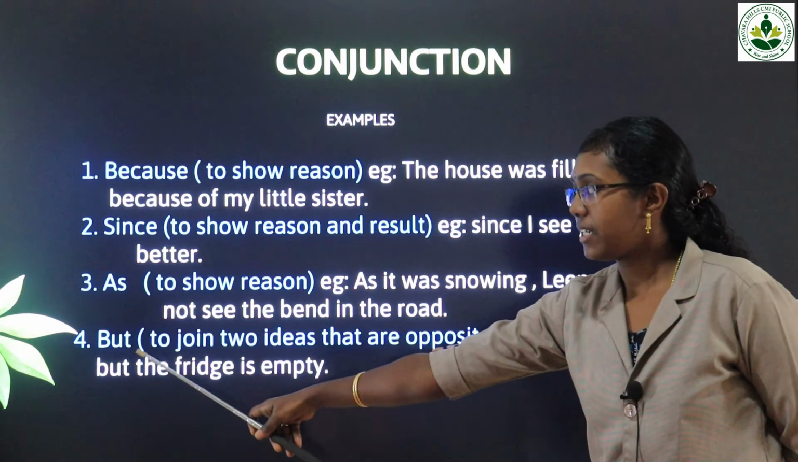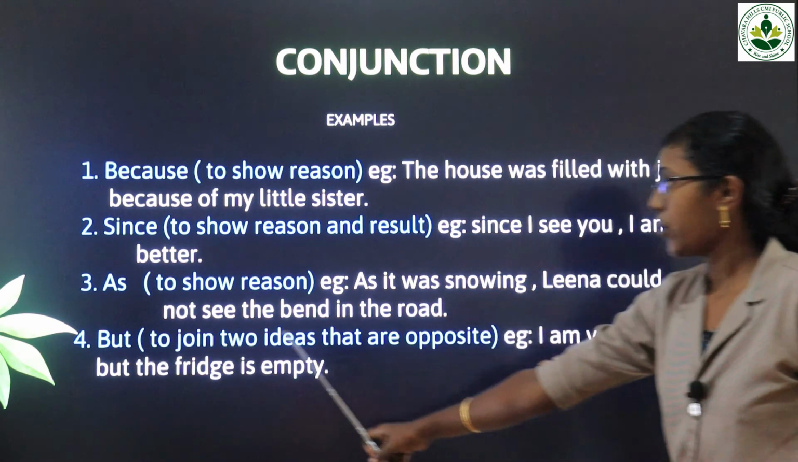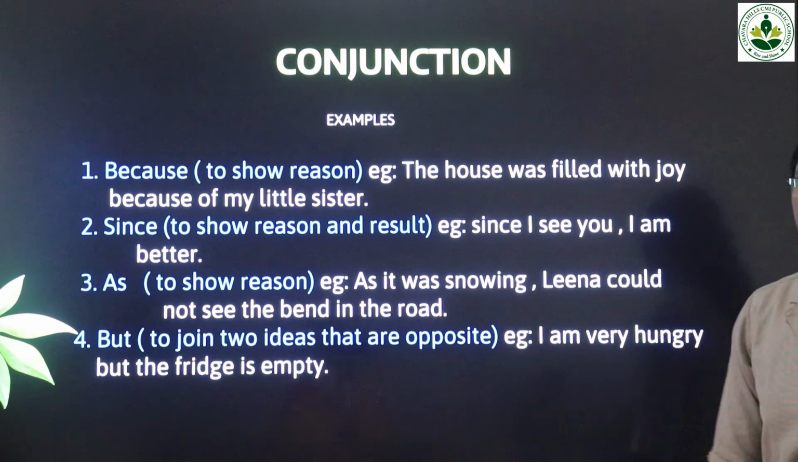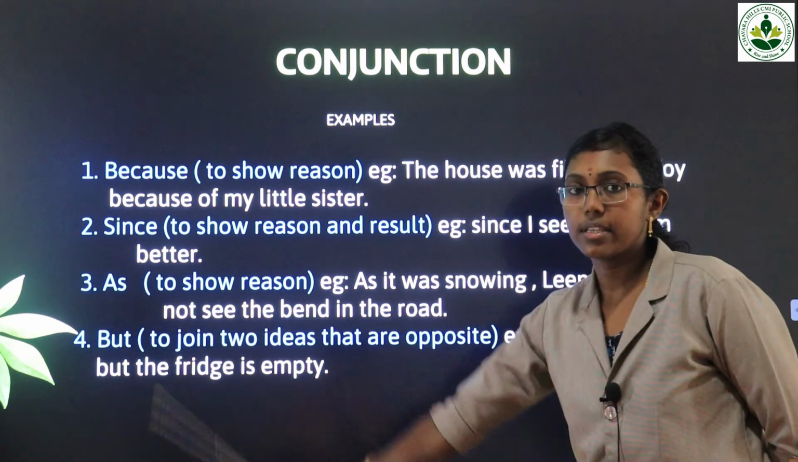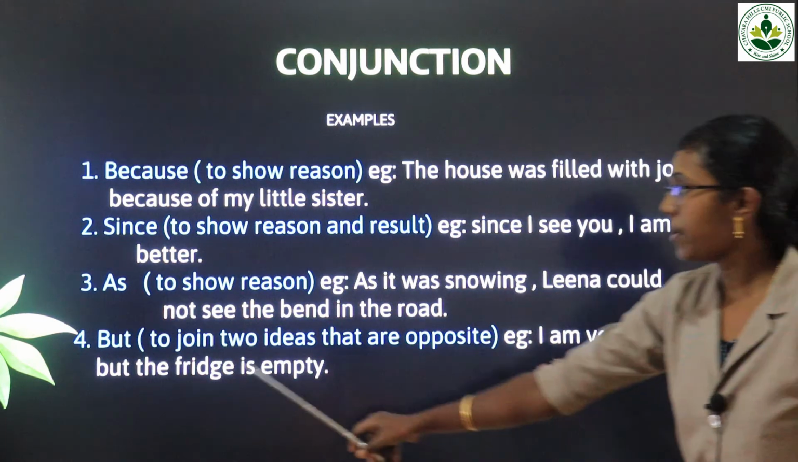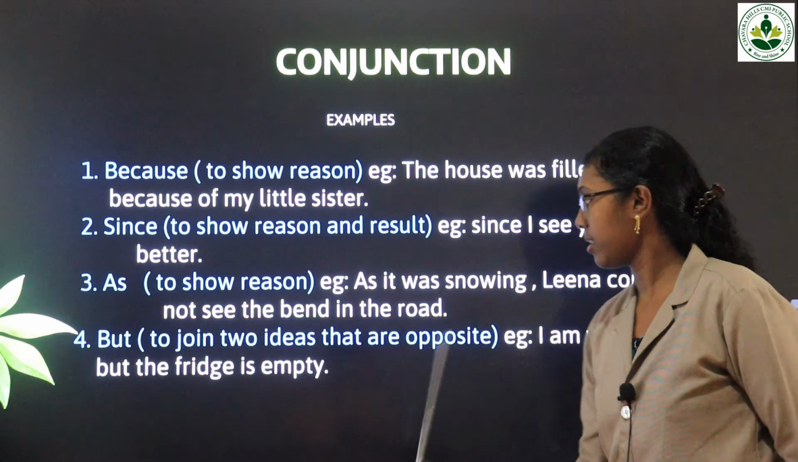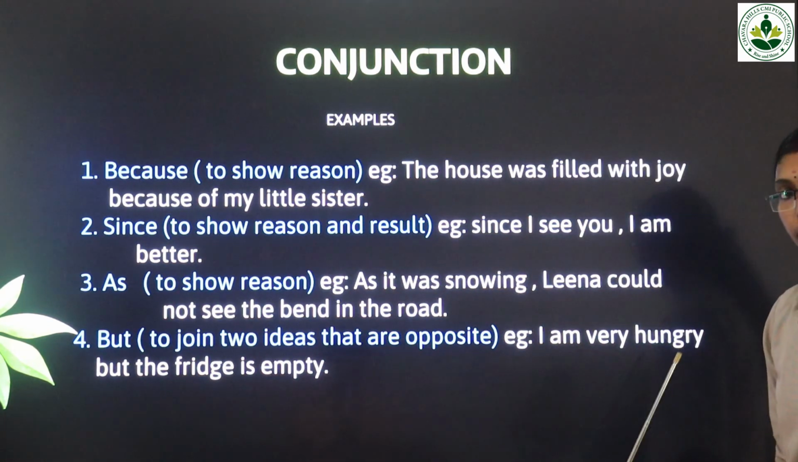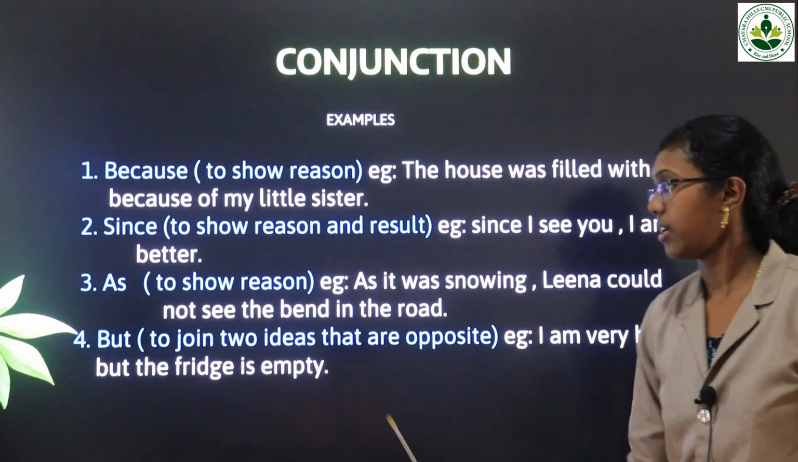And next, but it is not there, but just for an example I will show you. To join two ideas that are opposite. Two opposite ideas we are connecting or joining by using the conjunction but. See the example. I am very hungry but the fridge is empty. Two actions are there. I am very hungry, first one. Then the fridge is empty.